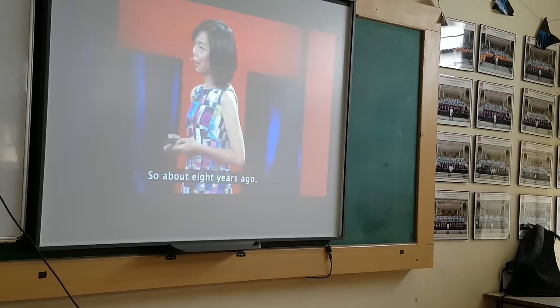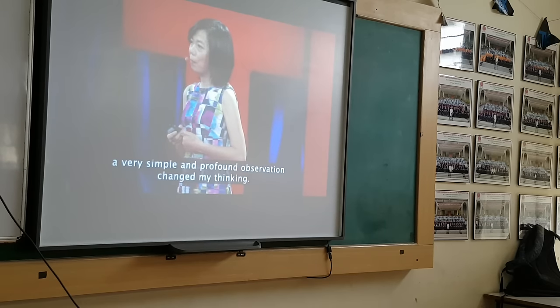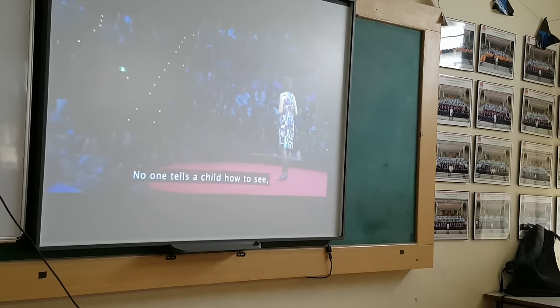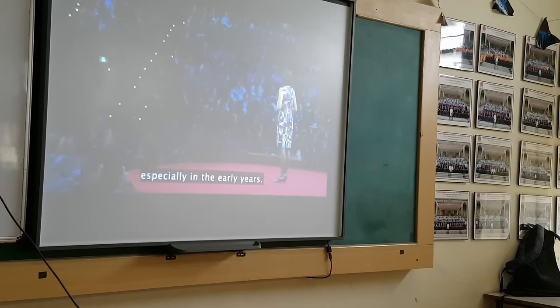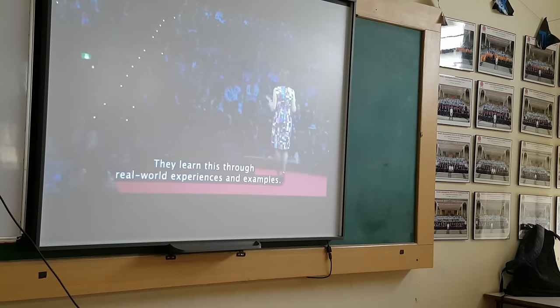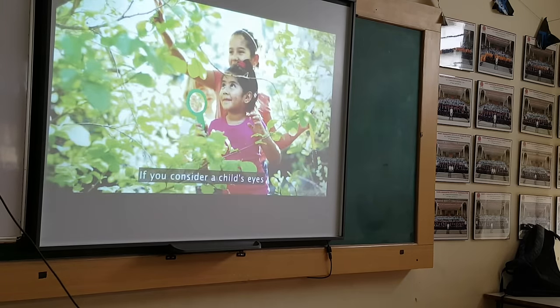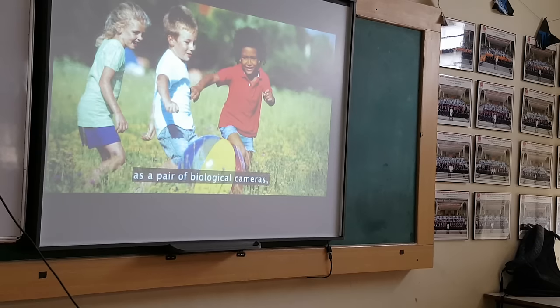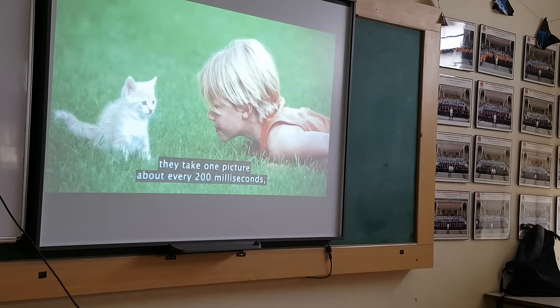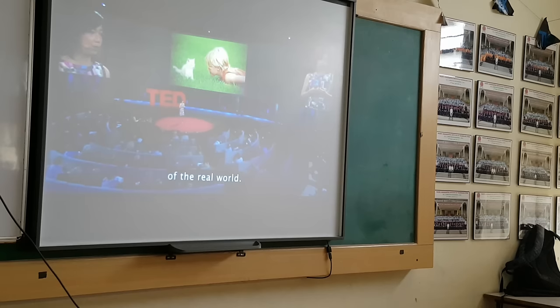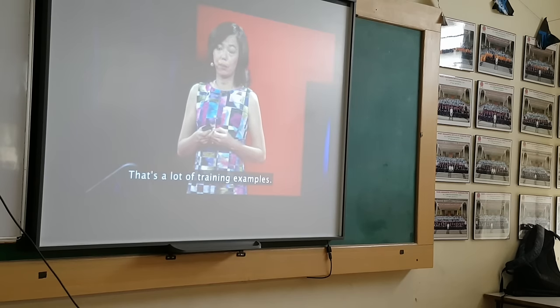So about 8 years ago, a very simple and profound observation changed my thinking. No one tells a child how to see, especially in the early years. They learn this through real-world experiences and examples. If you consider a child's eyes as a pair of biological cameras, they take one picture about every 200 milliseconds, the average time an eye movement is made. So by age three, a child would have seen hundreds of millions of pictures of the real world. That's a lot of training examples.